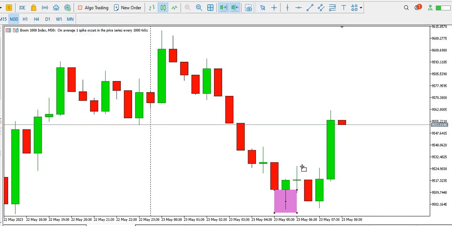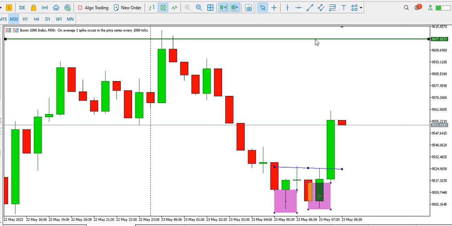Okay, buyers are using this pattern to push price up. We have a breakout of the neckline around this point, and we can see price continues to push up. So we might expect price to get to this area, the 9607 area.